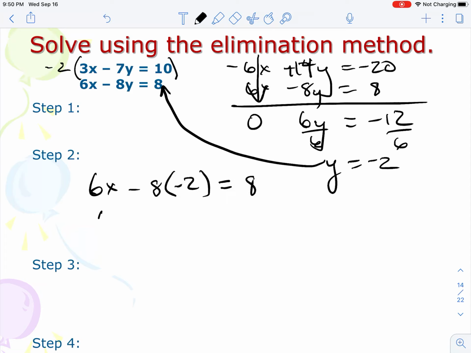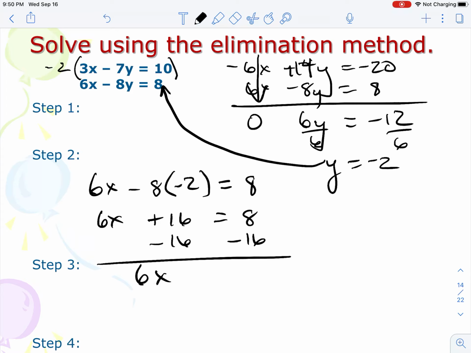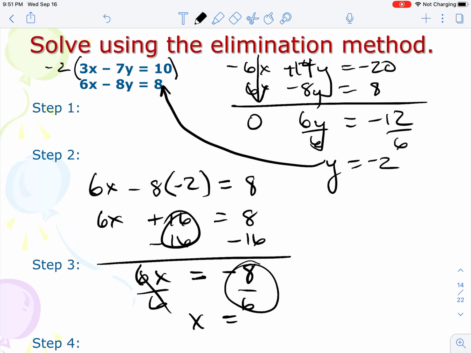And solve for x. So 6x plus 16 equals 8. Let's see, it looks like I subtract 16. 6x equals, because this is 0, negative 8. If I divide by 6, x equals, put this in lowest terms, and it looks like it's negative 4/3.